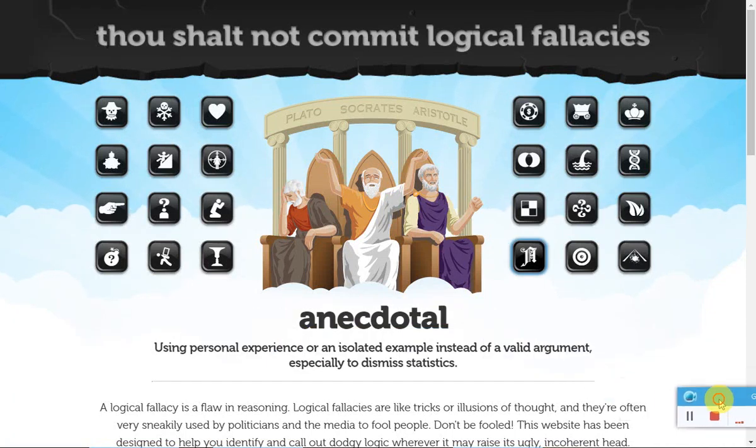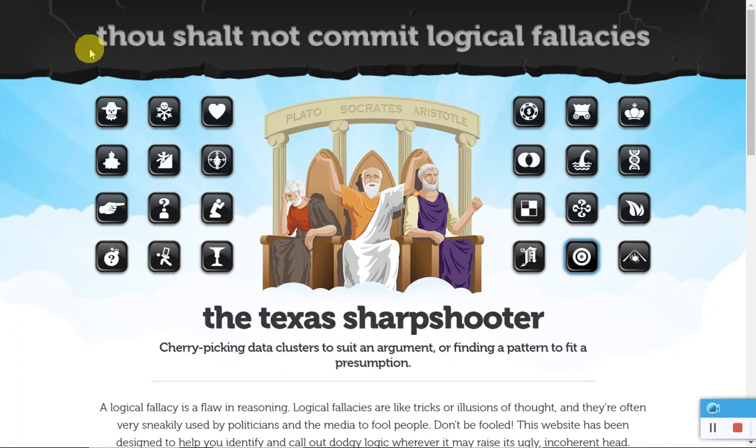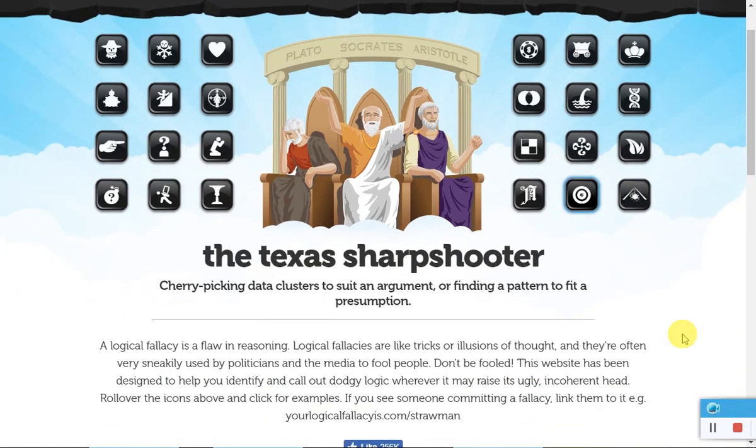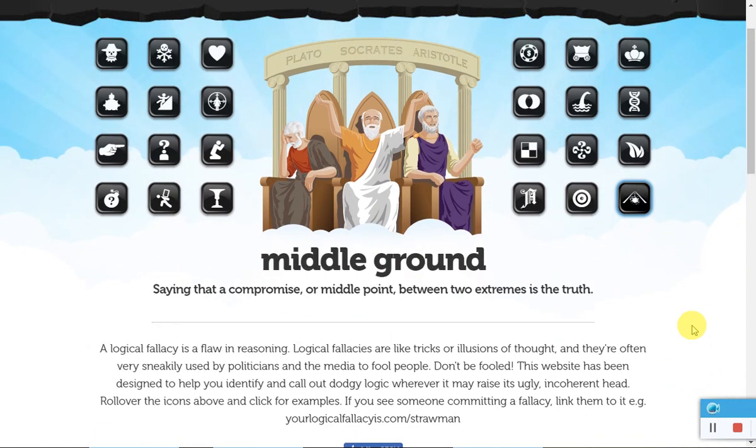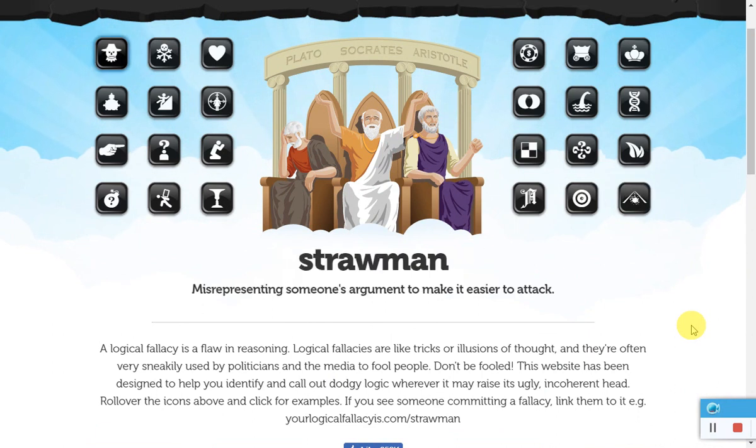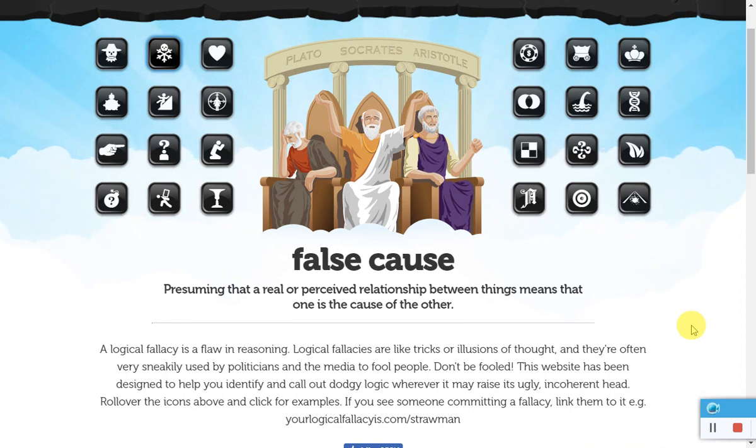24 common logical fallacies. A logical fallacy is a flaw in reasoning. Logical fallacies are like tricks or illusions of thought, and they are often very sneakily used by politicians and the media to fool people. Don't be fooled. This website has been designed to help you identify and call out dodgy logic, wherever it may raise its ugly, incoherent head. Roll over the icons above, and click for examples.